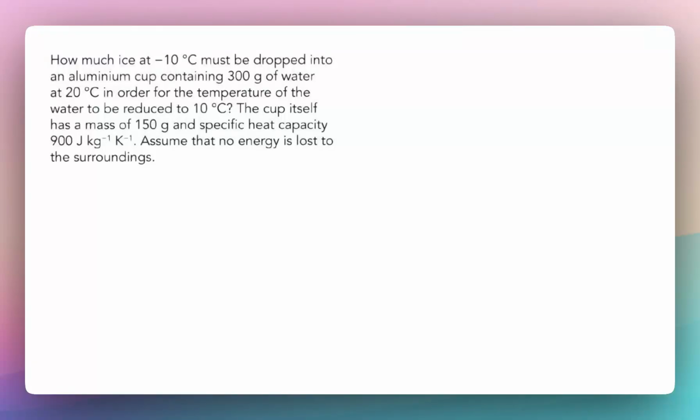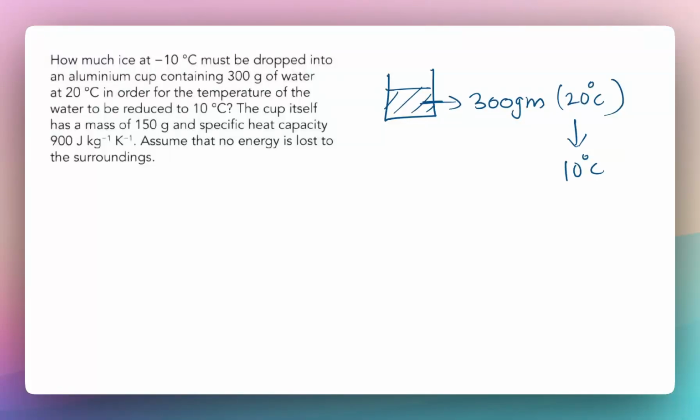Okay, so let's start. It says, how much ice at minus 10 degrees Celsius must be dropped into an aluminum cup containing 300 grams of water at 20 degrees Celsius? So there's an aluminum cup. It has some water, which is 300 grams of water inside, and it is at 20 degrees Celsius, in order for the temperature of the water to be reduced to 10 degrees Celsius. So the final temperature is going to be 10 degrees Celsius, which means the delta T is going to be 10 degrees Celsius, or 10 Kelvin simply.